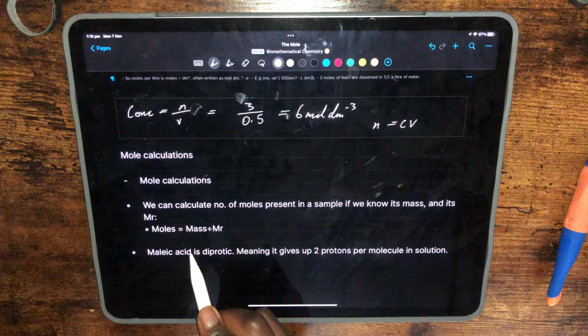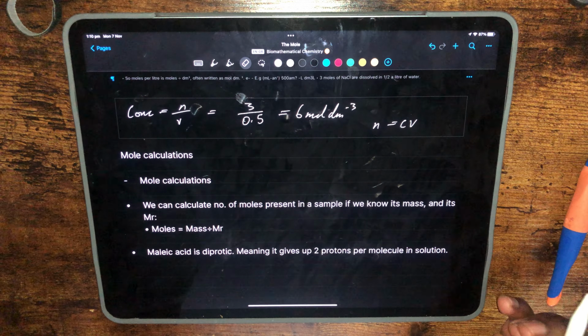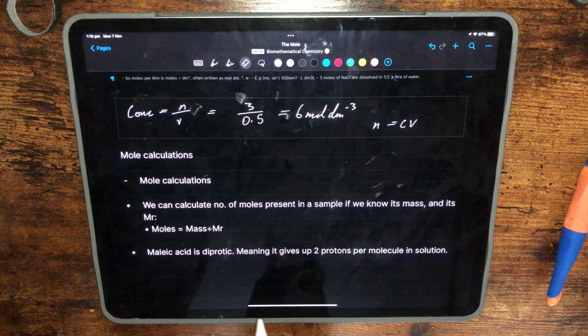So moles is equal to mass over the MR, right? And if I wanted to get the mass, I just rearrange this to be mass is equal to the moles times the MR, and I've got the mass. In the same way, we can calculate the number of moles present in a sample if we know its mass. If I want to work out the moles, there's another way of working out moles. It's just the mass over the MR.